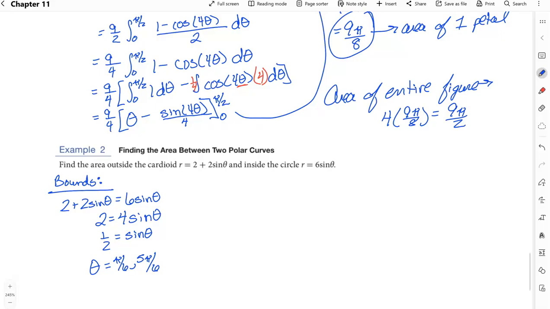So if I want to know the area between, we can use some ideas that we talked about in Calc 1 where we're talking about the top curve minus the bottom curve. So for this one, it would be the circle minus the cardioid.